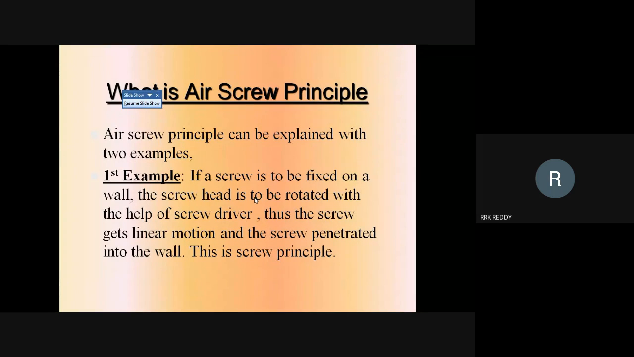If a screw is to be fixed on a wall, what do we actually do? The screw head is rotated with the help of a screwdriver. Thus the screw gets linear motion and penetrates into the wall. This is called the screw principle. If you want to unscrew, then we rotate the screw head in the anti-clockwise direction, and the screw comes out from the wall. So if you give rotary motion to the head, the screw body gets linear motion as output. If you give linear motion as input, then the screw head gets rotary motion as output, and vice versa.